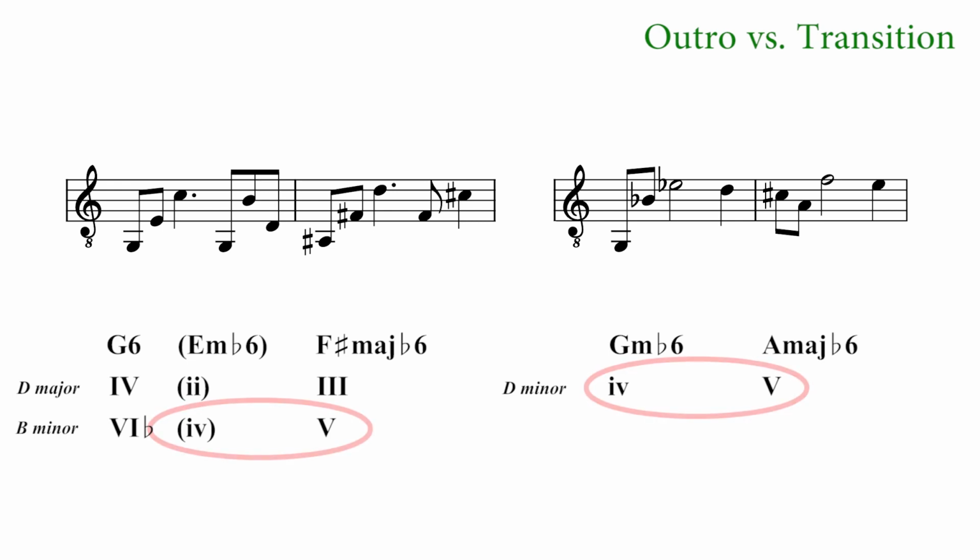Another similarity between the two sections is the use of chromatic approach notes. I stated that the C natural in the outro is a nod to the key of G major, but you could also simply view it as a chromatic approach note to the chord tone of B. The idea that the C natural is simply an intentional deviation from the key invites us to think of the E flat and the F natural in the transition section the same way.